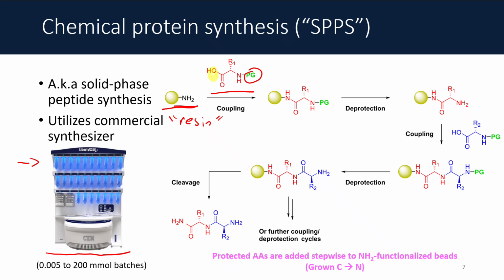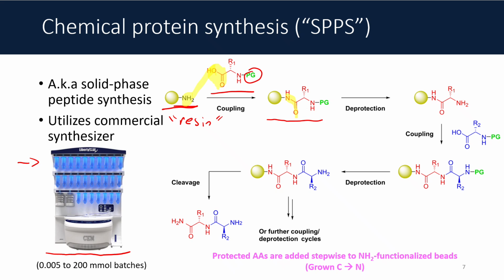The C terminus is unprotected, and this nitrogen is also unprotected. So they are free to react and couple and form an amide bond. Now, we have a resin that's not covered in this amine group anymore. It's covered in a covalently attached and protected amino acid.